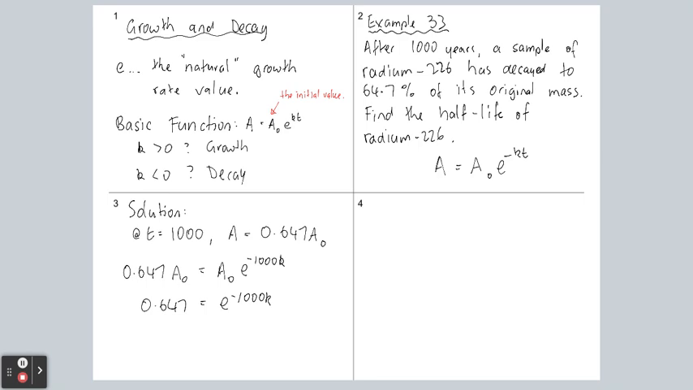Now that I've got it into e to the power of something equals a value, I can use my basic log definition to rearrange that to get to the k. Or if you want, you can think of it like I can take the ln of both sides, and the ln of e to the negative 1,000k, the ln and e will cancel each other out. Either way, I'm going to get minus 1,000k is equal to the natural log of 0.647.